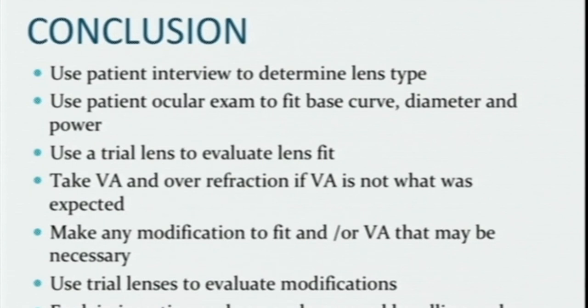Conclusion: use patient interview to determine the lens type, and the ocular examination to evaluate the base curve, diameter and the power of the patient. And you should have a trial lens set to evaluate the lens fit. And you'll have to take the visual acuity and over refraction if the visual acuity is not what was expected. Make any modification to the fit, and use trial lenses to evaluate the modification. Explain the insertion, removal, care and handling and cleaning to the patient.